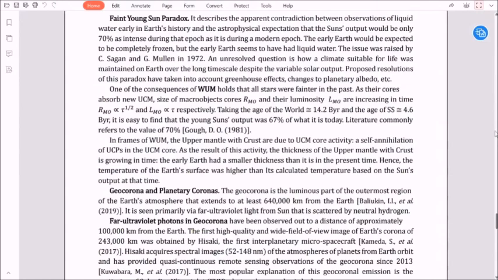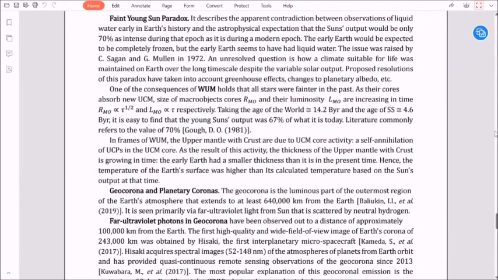In the frames of the UC model, the upper mantle with crust are due to UC matter core activity, a self-annihilation of UC particles in the UCM core. As a result of this activity, the thickness of the upper mantle with crust is growing in time. The early Earth had a smaller thickness than it has at present. Hence, the temperature of the Earth's surface was higher than its calculated temperature based on the sun's output at the time.